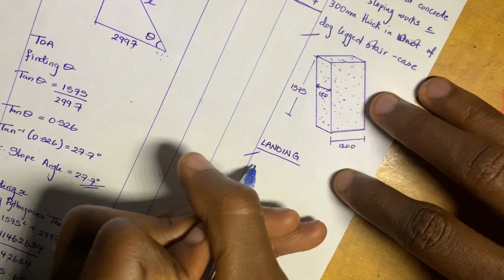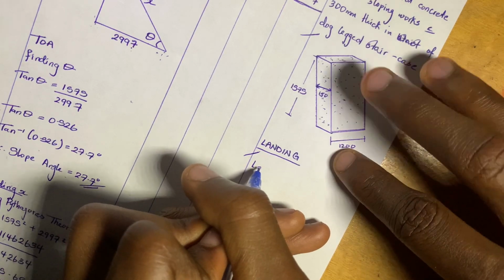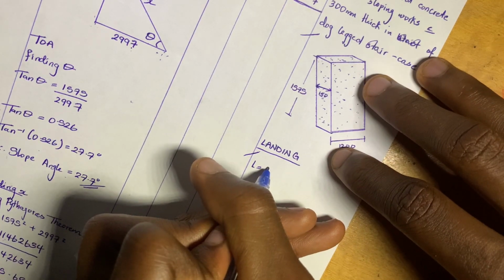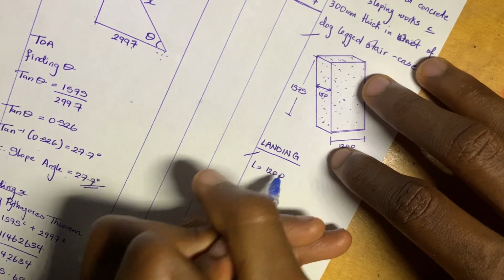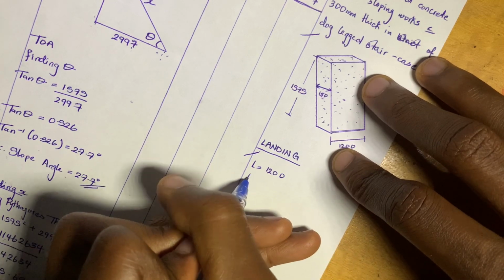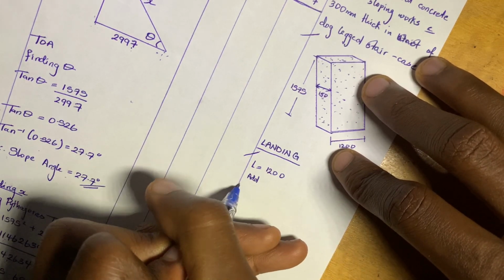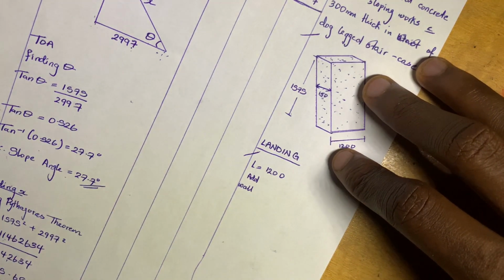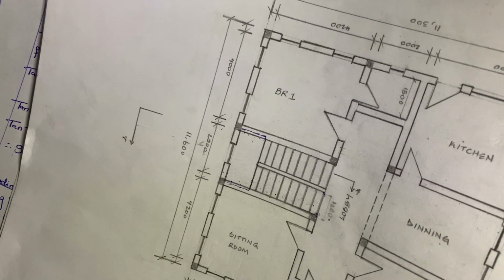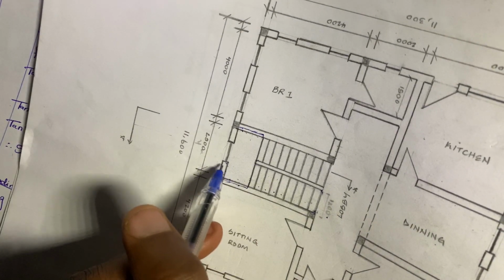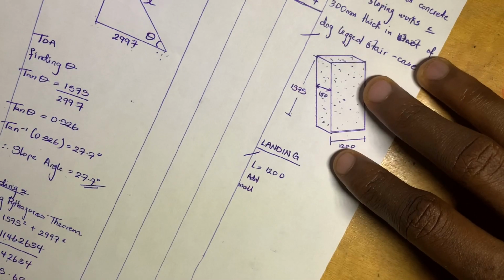So this is what we're going to be doing. So the length would be, let's say, 1,200. Then we'll add the wall, which is this wall here. Thickness of this wall, which is 225.